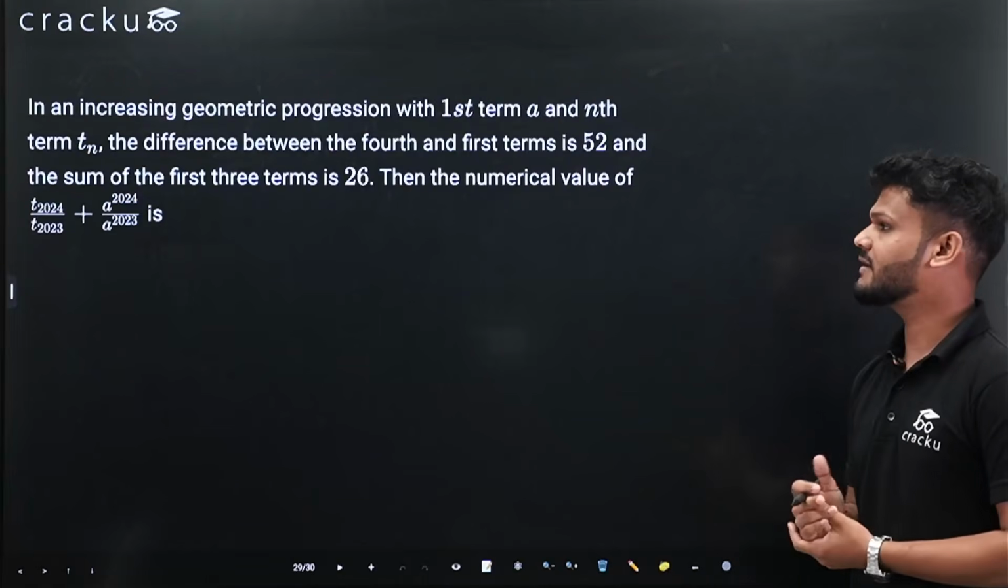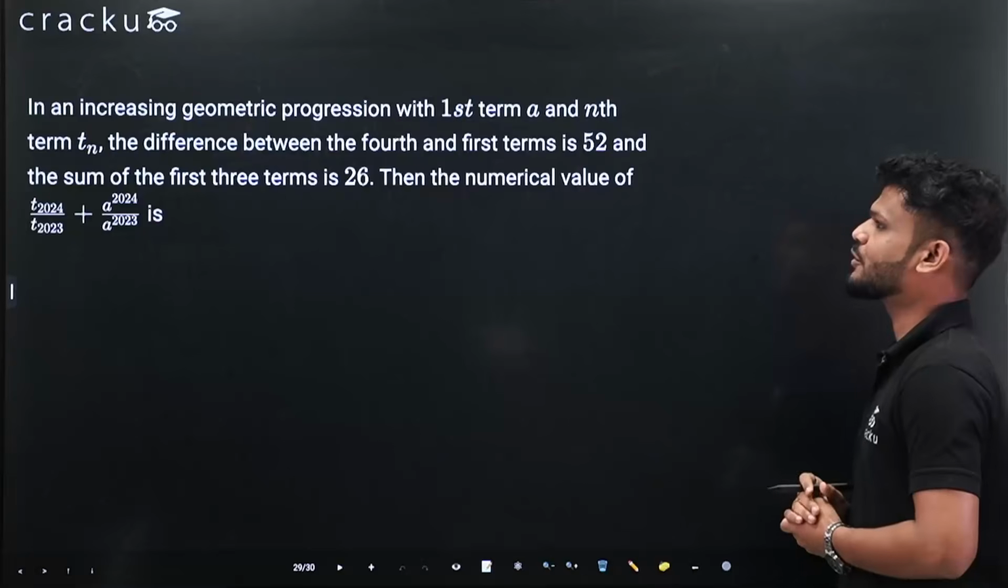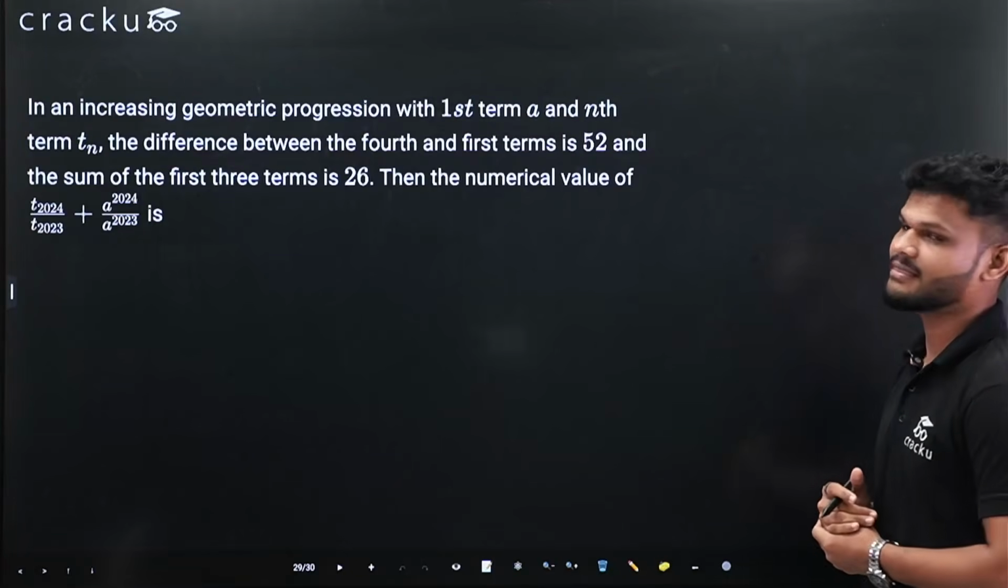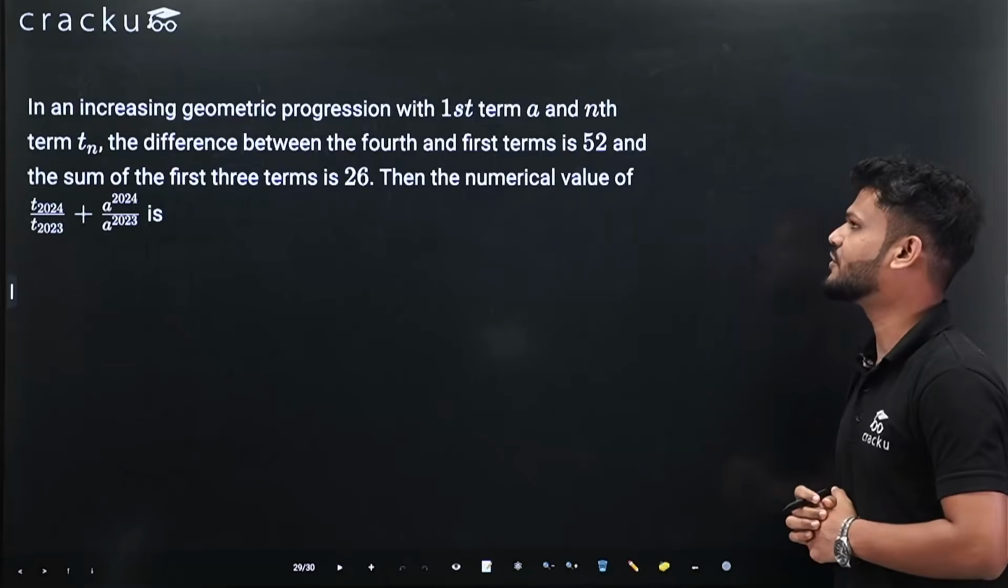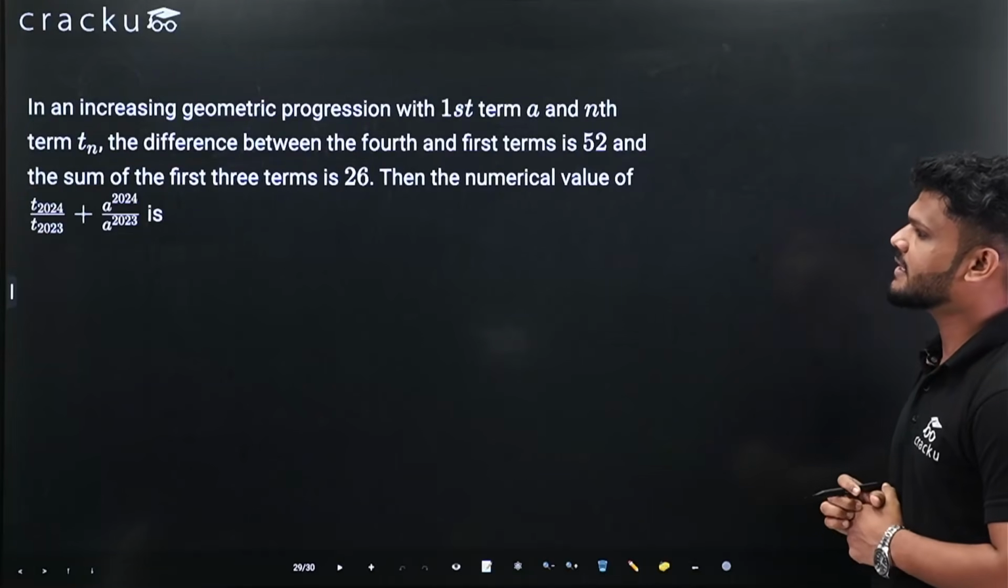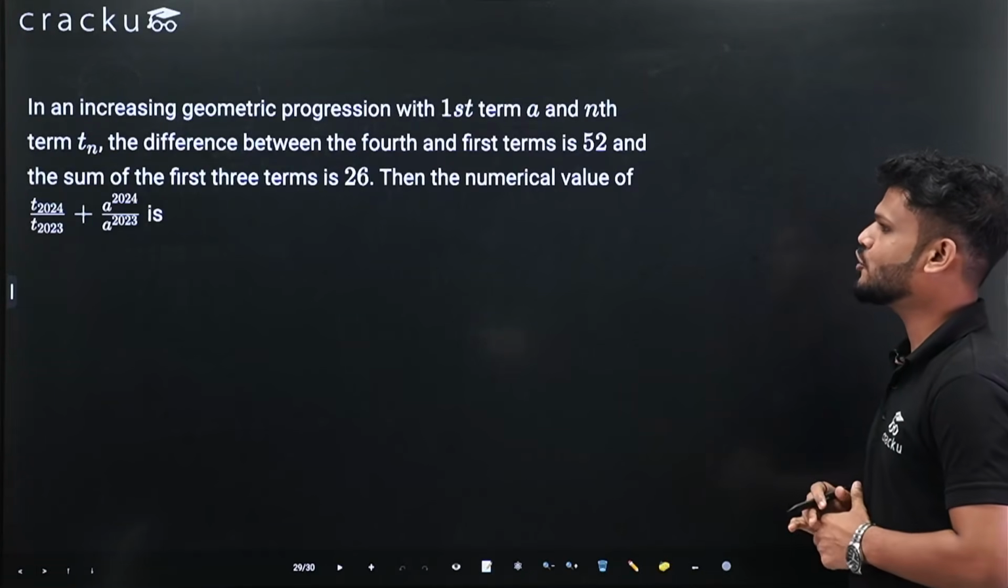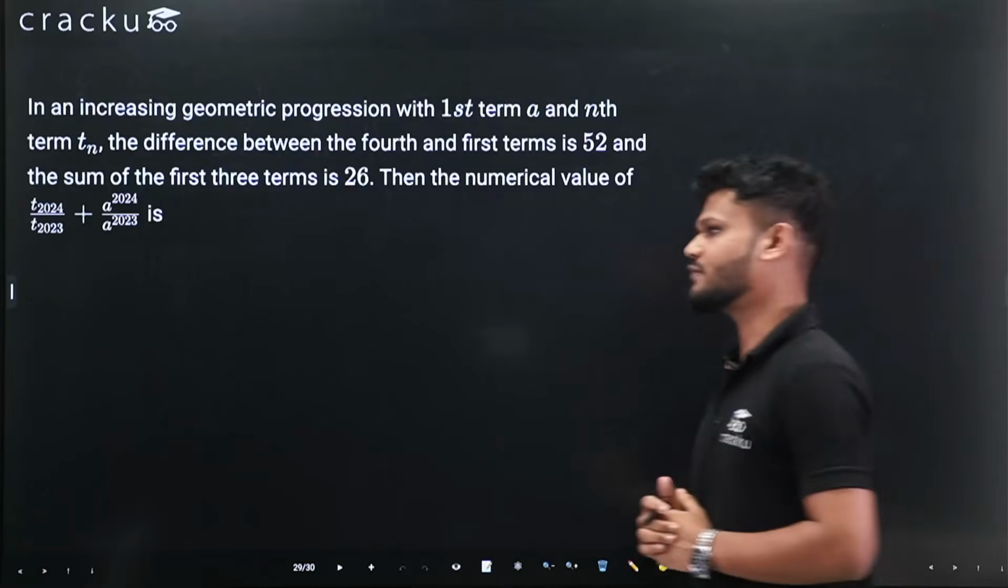In this question we are given an increasing geometric progression with first term a and the nth term as tn. The difference between the fourth and the first term is 52 and the sum of the first three terms is 26. Then the numerical value of the given expression is what?